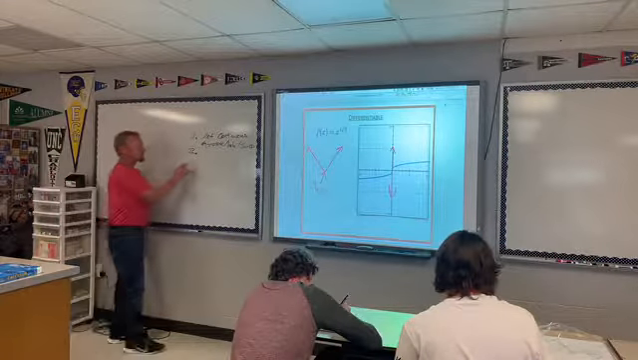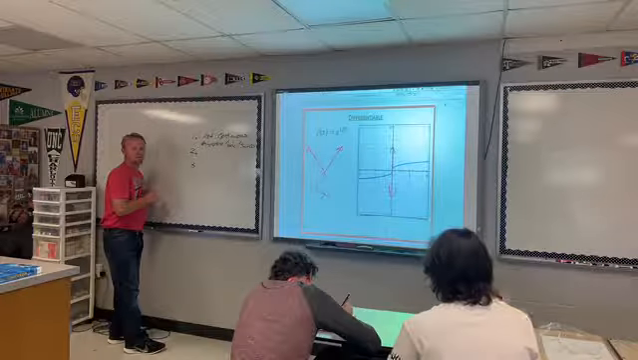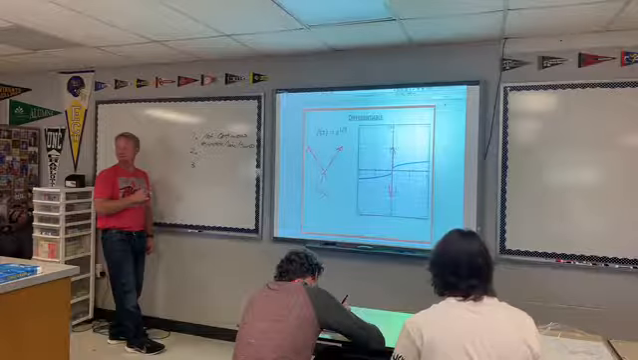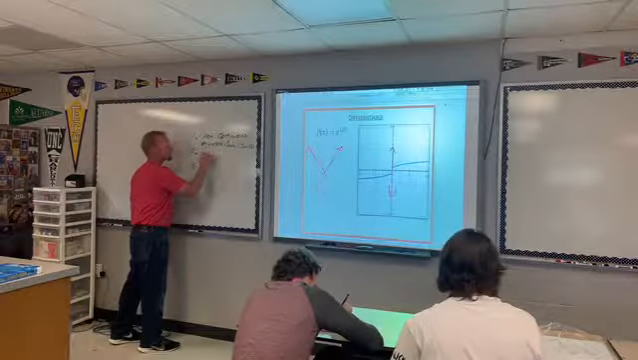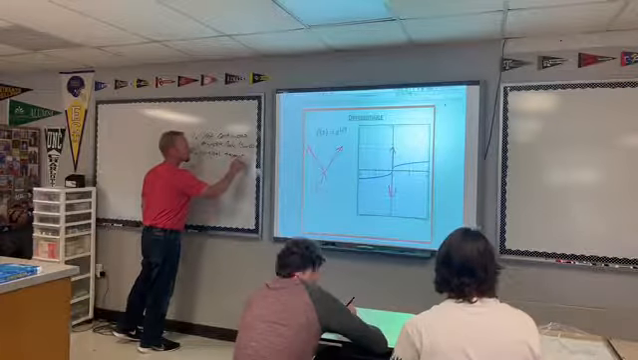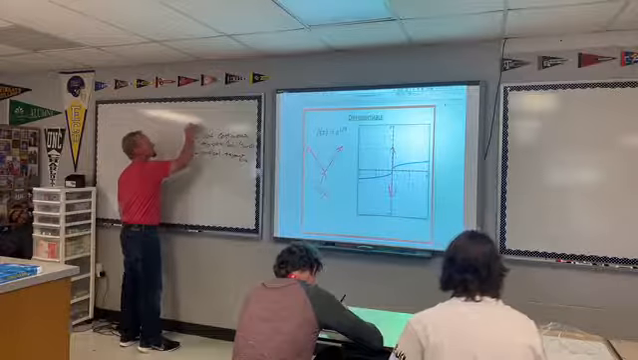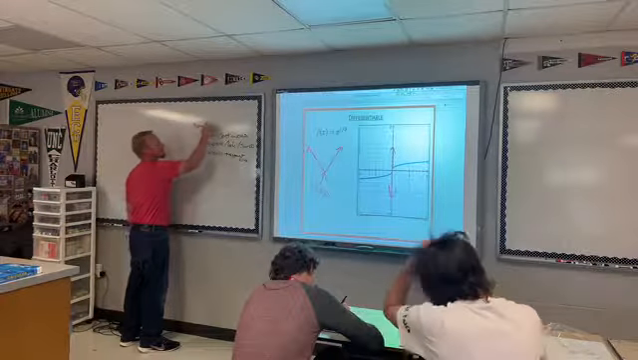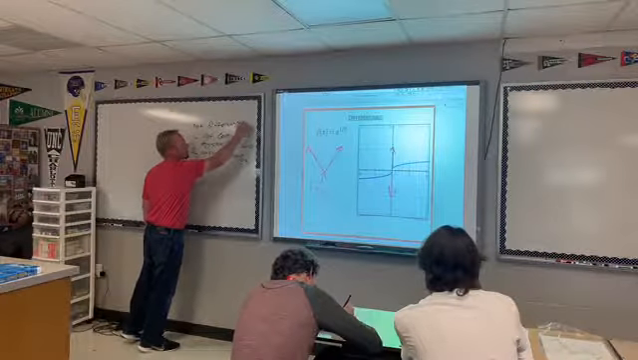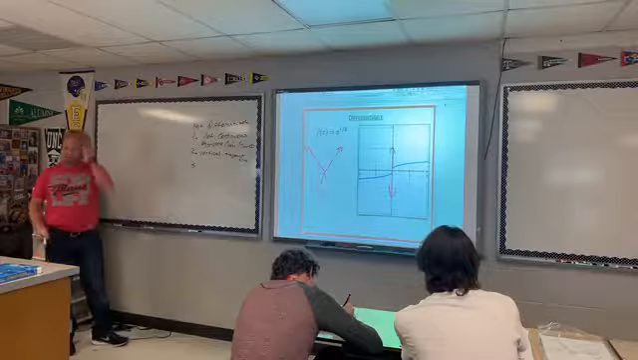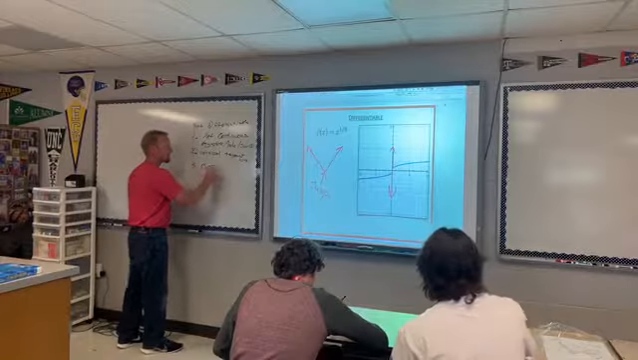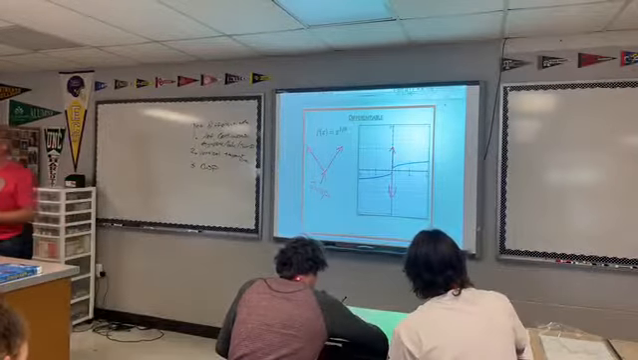Okay, what was my second visual cue? What did you say, Nancy? Vertical tangent line. Okay, and the last one? Last one is a cusp.